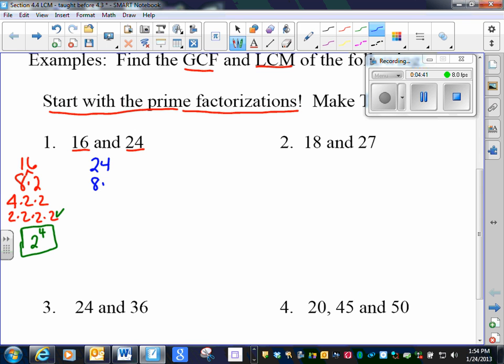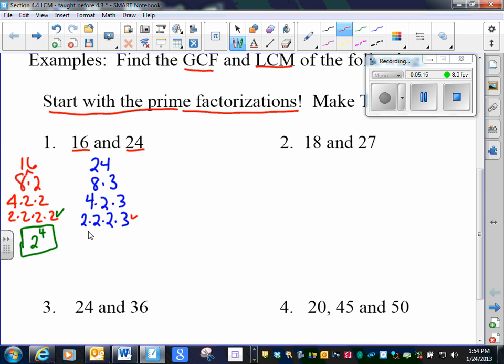24, maybe I'll start with 8 times 3. 8's not prime. 4 times 2, bring down the 3. Who is prime? 4. 2 times 2, I'm bringing down this 2 right here and this 3 right here. So with any luck, when I do my check, when I multiply all of these factors back, I really do end up with 24. 3 times 2 is 6, doubled is 12, doubled is 24. Yep, it worked. Last step, write it in a box and put it in exponent form.